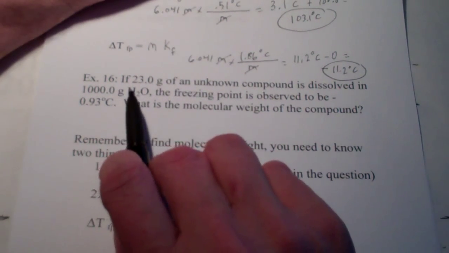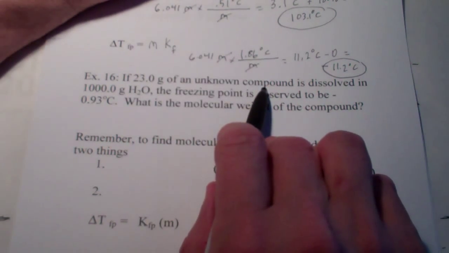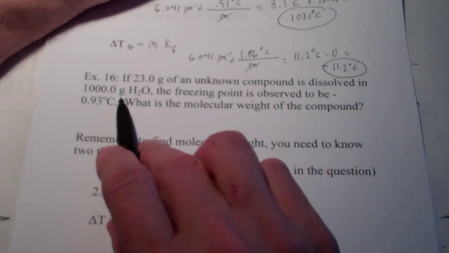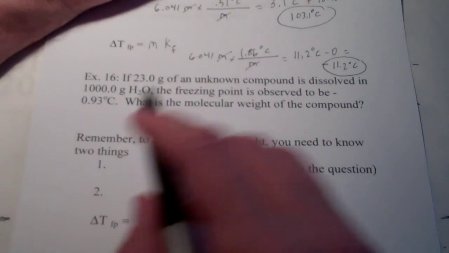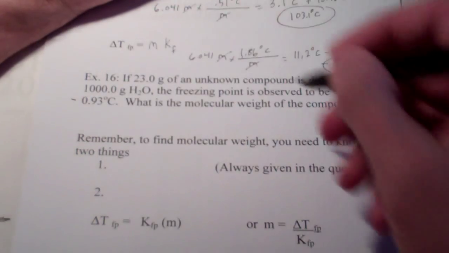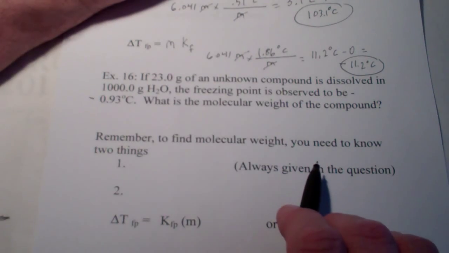Now for this last one, I want to find molecular weight. So I'm giving you 23 grams of an unknown compound. It's dissolved in 1,000 grams of water. The freezing point is observed to be negative 0.93 degrees Celsius. What is the molecular weight of the compound?